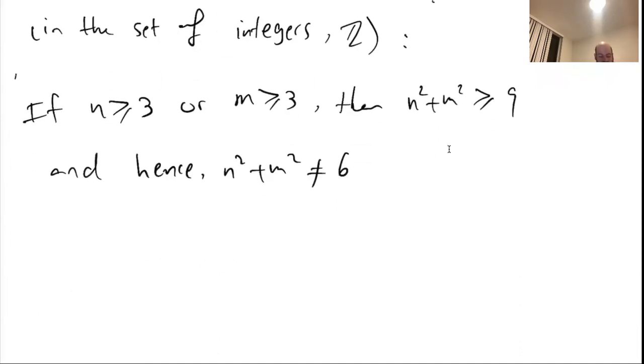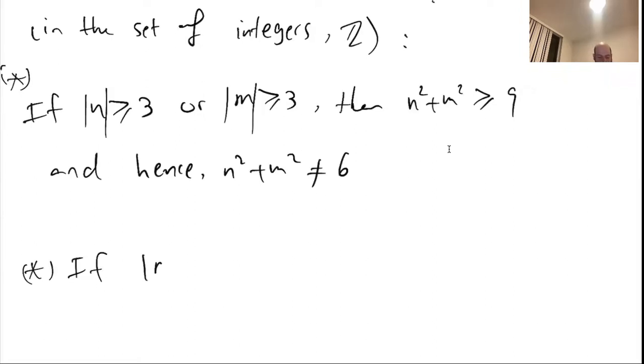And otherwise, if n is less than 3, I mean, by the way, in absolute value, because the square of a number depends on the absolute value of that number. Because power 2 kills the sign, right? So if the absolute value of n is bigger than or equal to 3, then n squared will be bigger than or equal to 9. And if the absolute value of m is bigger than or equal to 3, then m squared will be bigger than or equal to 9. And in any of those cases, n squared plus m squared will also be bigger than or equal to 9.